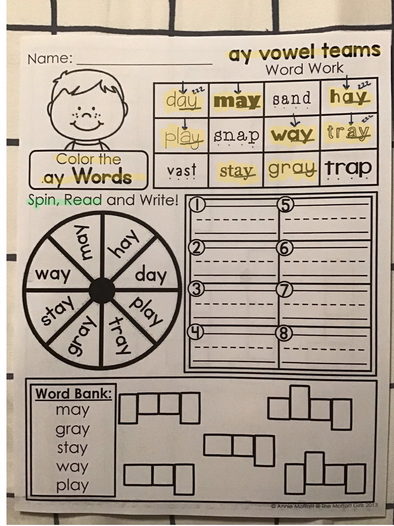We're going to do spin, read, and write. Our first word is hay, h-a, day, d-a, play, p-l-a-y, tray, t-r-a, gray, g-r-a, stay, s-t-a, way, w-a, and may, m-a.